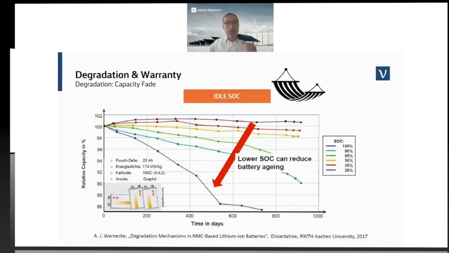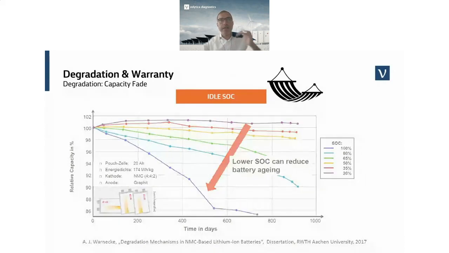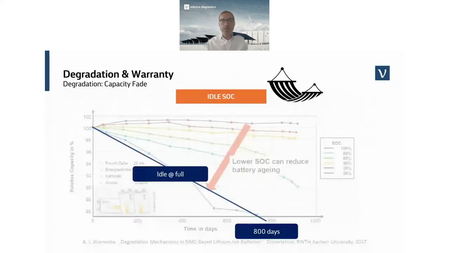This liquid is called. If you don't operate your battery, but just let it stand around, let it chill, or as we say, idle. It's not used, it's just standing around. Also, this influence can be heavy. If you let it idle fully charged, 100%, in this case, it will be dead after 800 days.